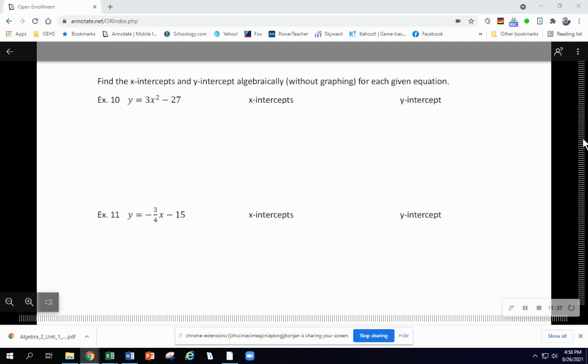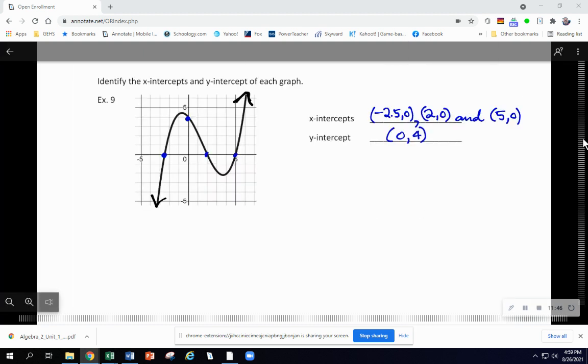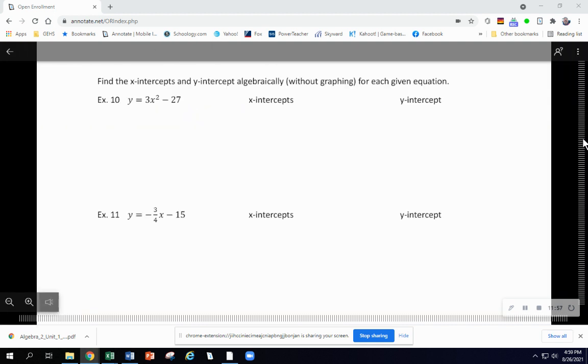Okay, there are some examples where you're not given the graph, but you're supposed to show algebraically how to find the x-intercepts. If I go back to the previous one, you'll see that to find the x-intercepts, I should set the y equal to 0. And to find the y-intercept, I should set the x equal to 0. It just kind of does a flip-flop there. So I'm going to first of all find the x-intercepts, and you set the y equal to 0 when you do that. So I'm going to take this equation and I'm going to put a 0 right here.